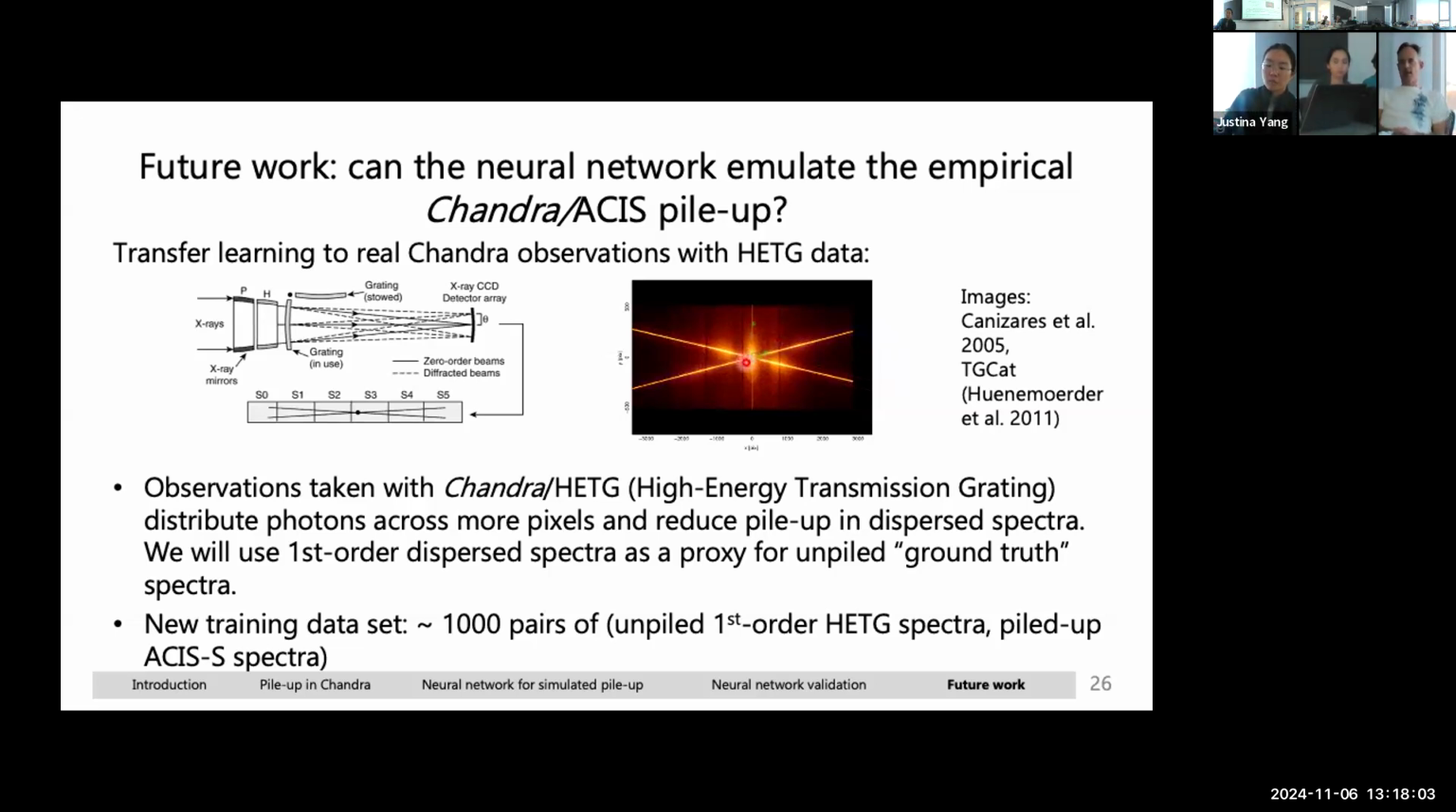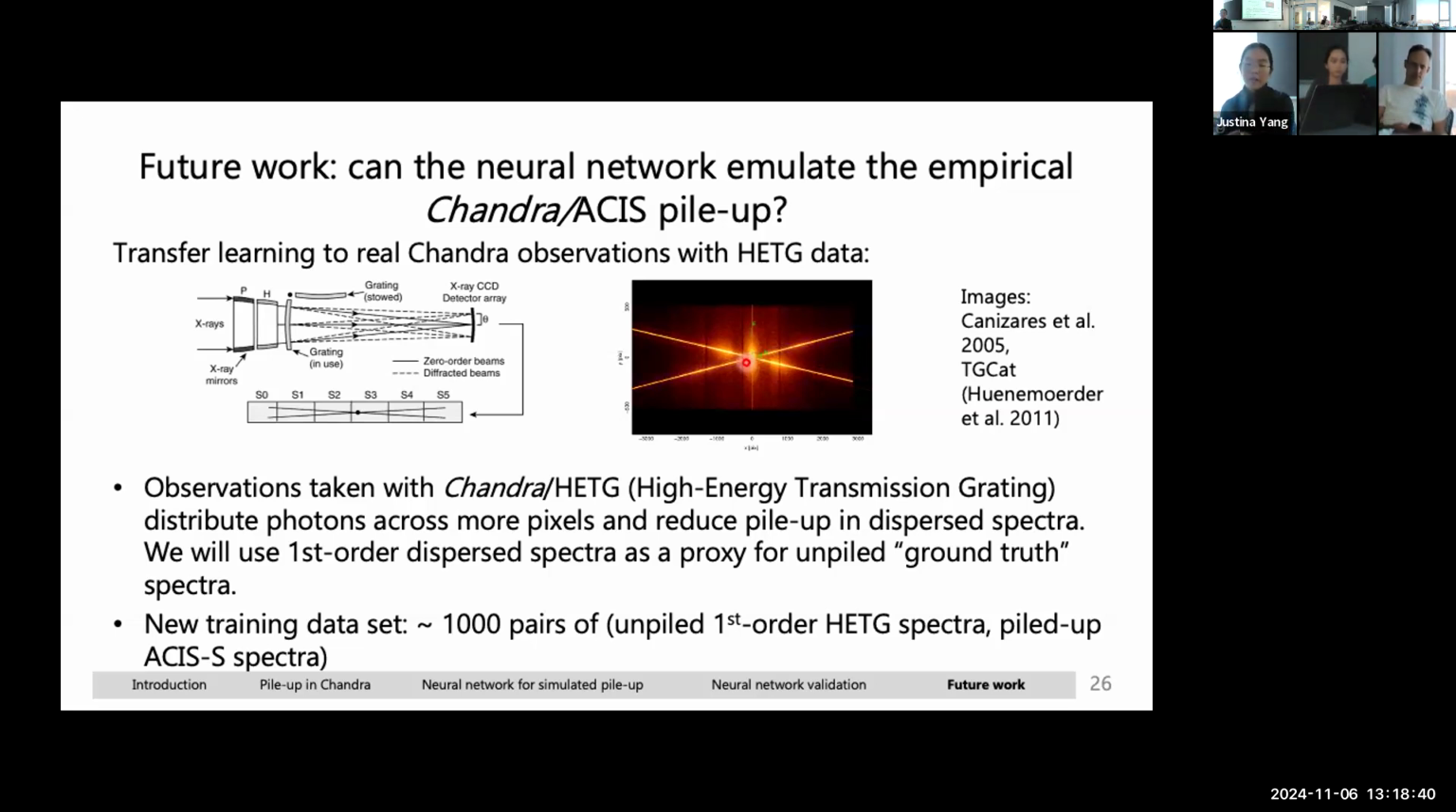Looking at the available data, I estimate that there are about 1,000 pairs of training data that you would be able to use, which is not much compared to the 17,000 that I was training this neural network on for a pretty restricted version of pileup. So we have yet to see if this can actually be used to train the neural network, first on simulated Marx data, and then on these about 1,000 sets of actual observed data. But it's certainly worth a try.